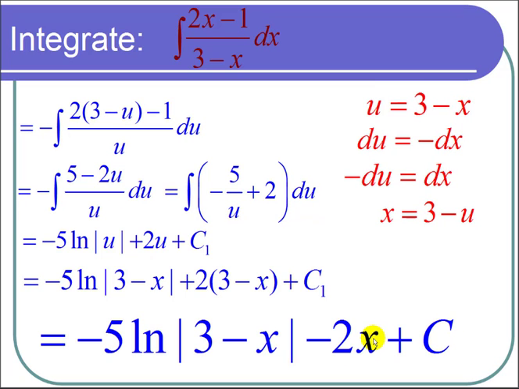minus 2x. And my final answer is negative 5 natural log of the absolute value of 3 minus x. There's my minus 2x, and our c, remember, was 6 plus c1, so I go plus c. And I'm done with the problem.